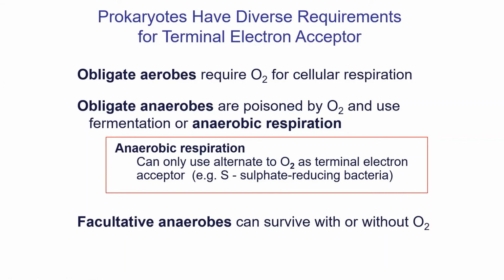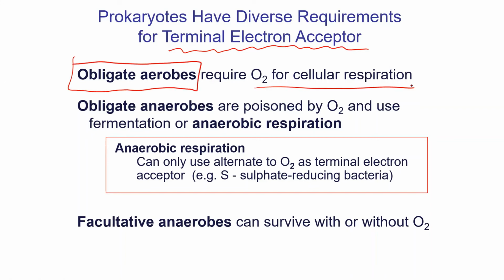Prokaryotes, meaning mostly bacteria is what we're talking about, there are a lot of different types out there, probably 4 million different types. And so they have a huge amount of diversity in some of the things they can do. One thing they have a huge amount of diversity in is this thing called the terminal electron acceptor. So we are in group A, we are obligate aerobes, which means we require oxygen for respiration.